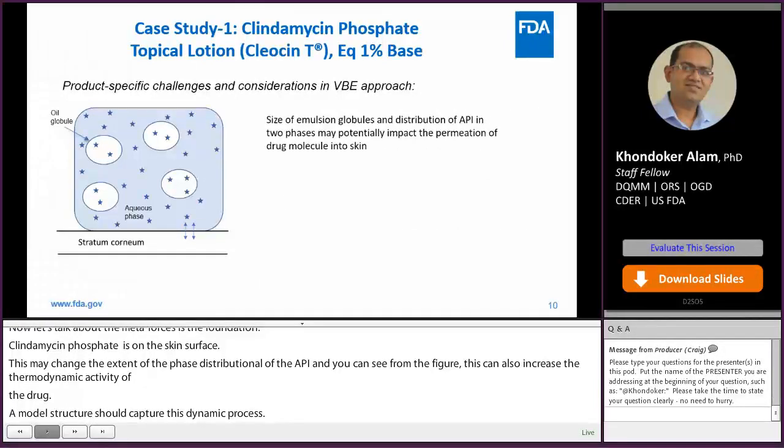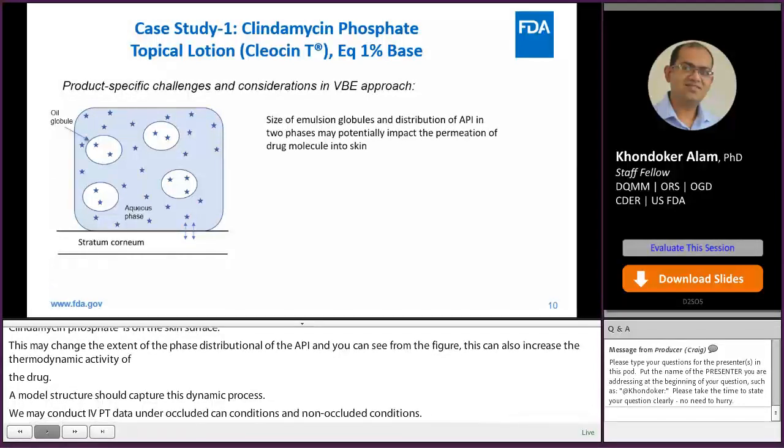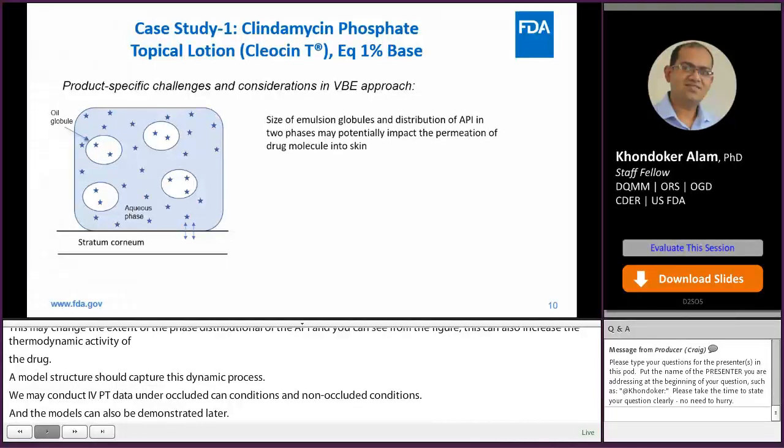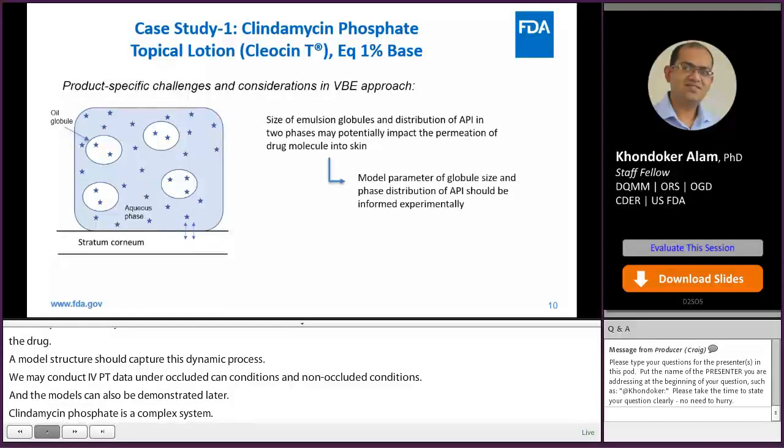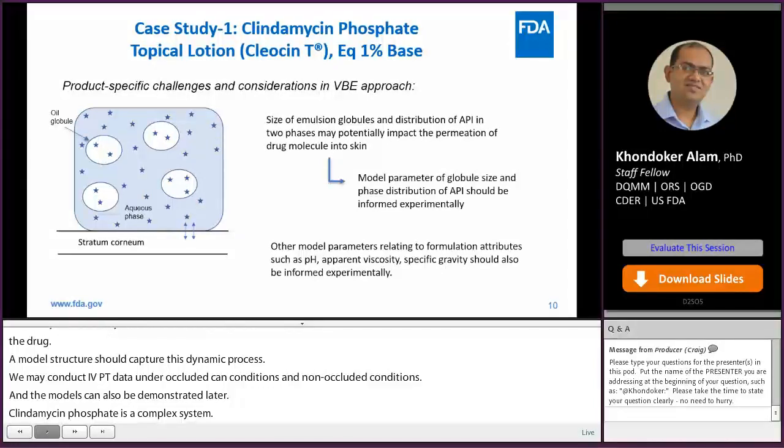Clindamycin phosphate topical lotion is a complex system. It is an oil in water emulsion. The size of emulsion globules and the distribution of API in 2 phases may potentially impact the permeation of drug molecule into the skin. Our model structure should capture these 2 key parameters, and these parameters' value should be informed with experimental value. Other important model parameters related to formulation attributes such as formulation pH, apparent viscosity, specific gravity should also be informed with experimental value.